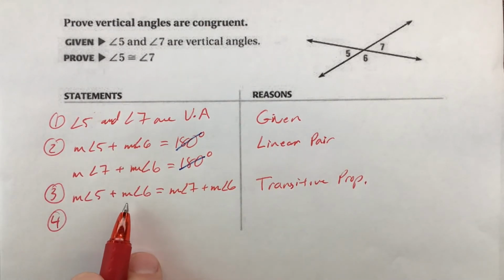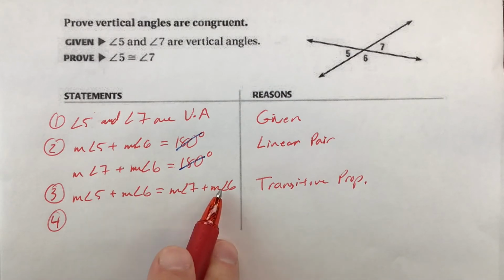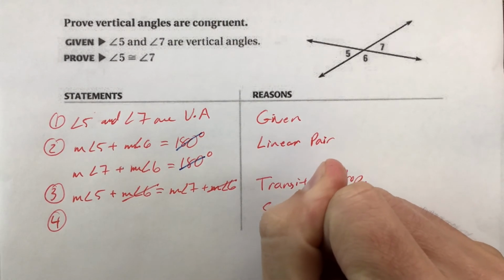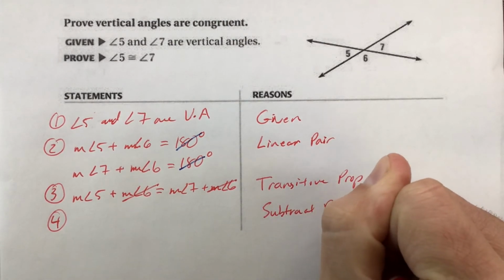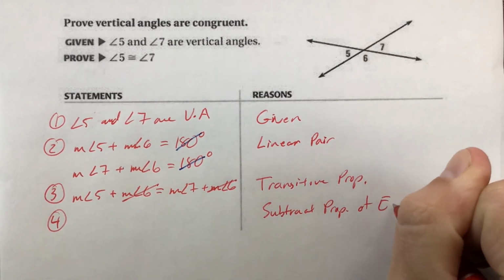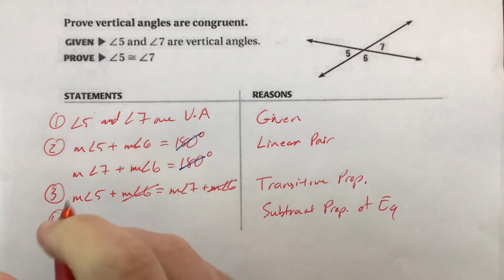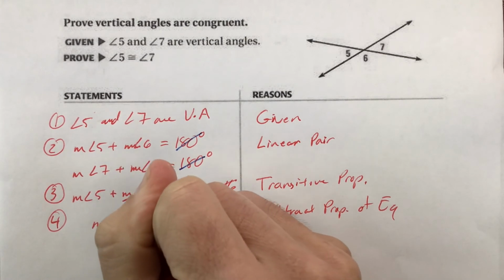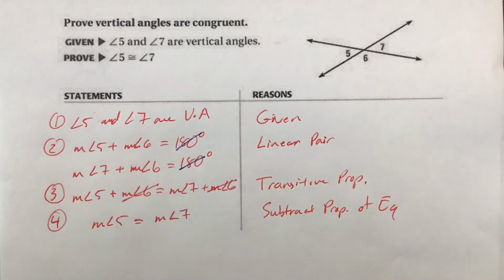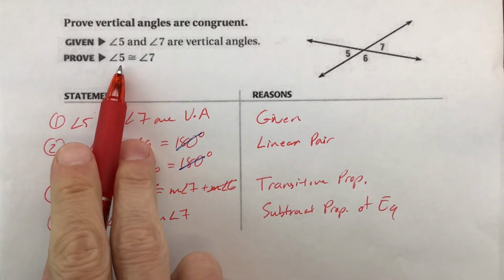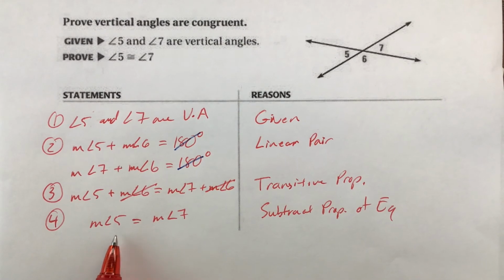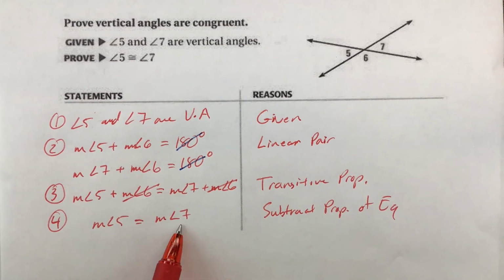what we notice is both of the sides have the measure of angle 6 on there. You can remove that by subtraction using the subtraction property of equality. When that gets subtracted, we get the measure of angle 5 is equal to the measure of angle 7. And that's pretty darn close to what we want. We want to show that angle 5 is congruent to angle 7. What we've actually demonstrated here is that the measure of angle 5 is equal to the measure of angle 7.